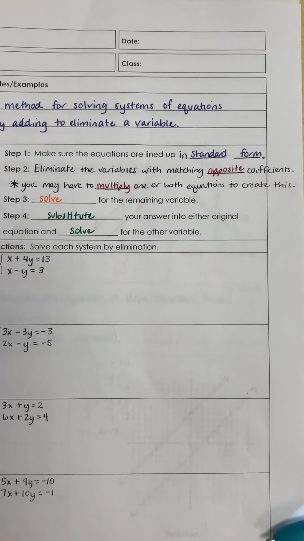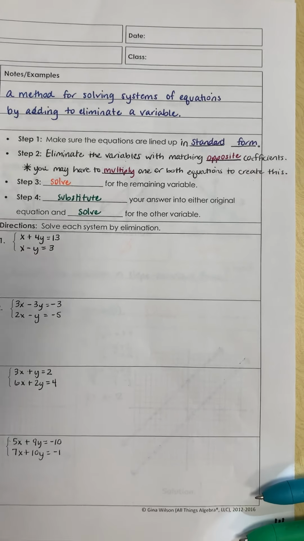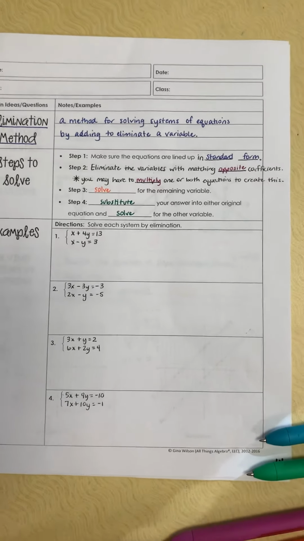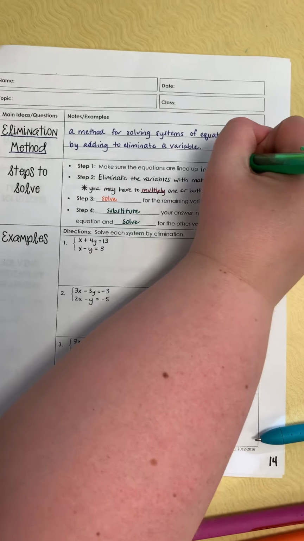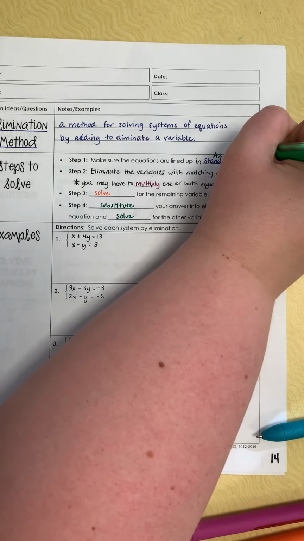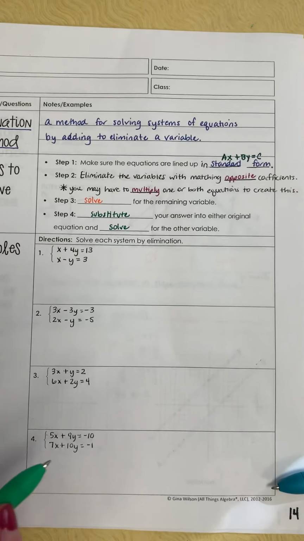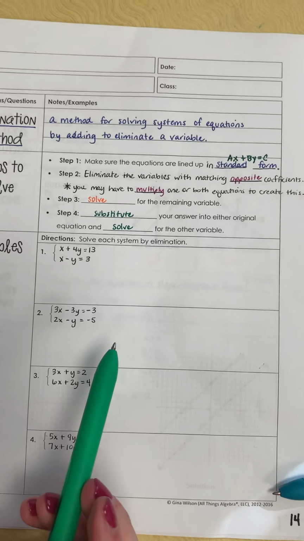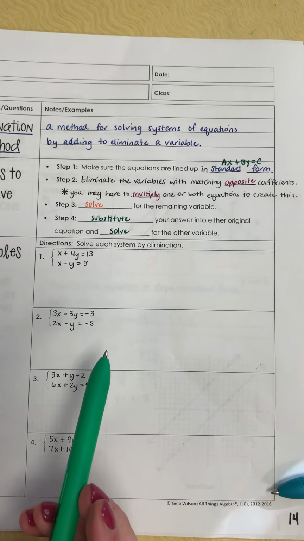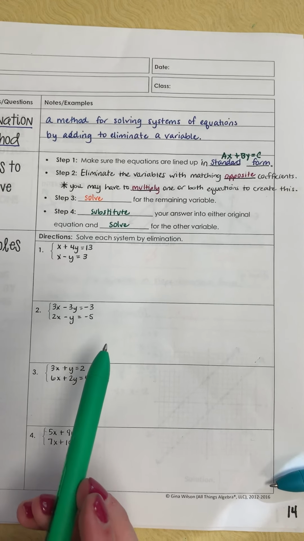All right here, step 1, you're going to make sure the equations are lined up in standard form. You just had a test over standard form, so you're going to see Ms. Delk write standard form. That is ax plus by equals c. So you want them in standard form. Then you're going to eliminate the variables with matching opposite coefficients. That's a huge word in this case, opposite coefficients. That means same number, but one's positive, one's negative.